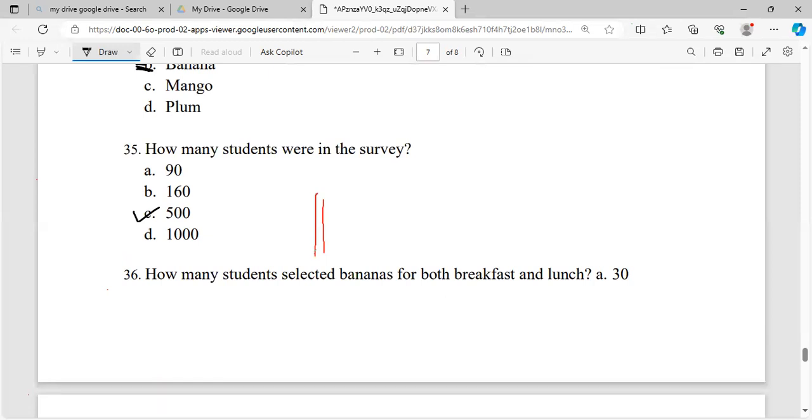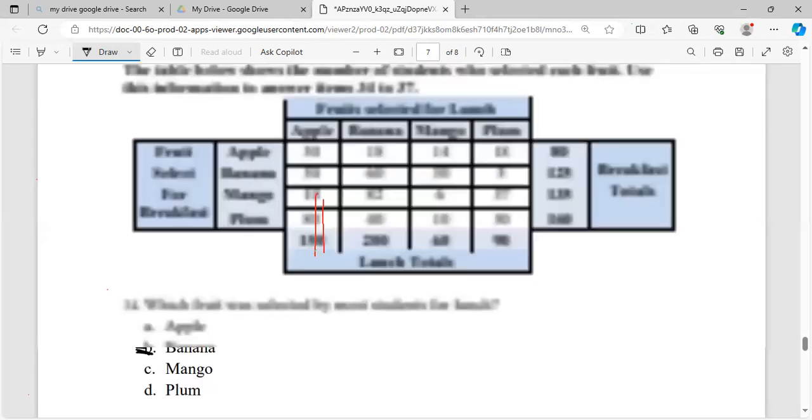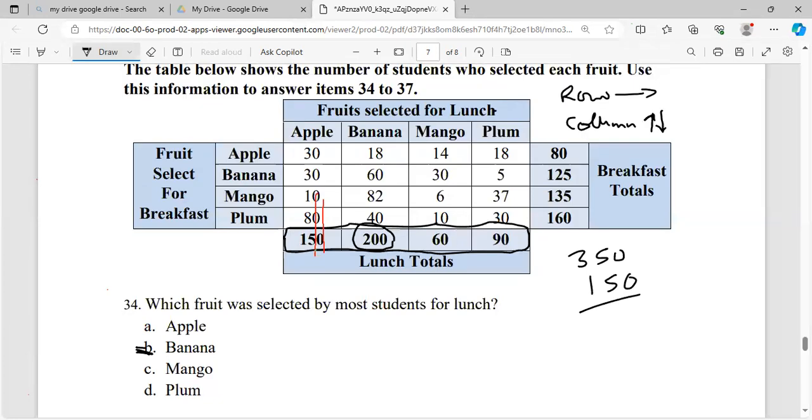Alright, this one says, how many students selected bananas for both breakfast and lunch? So let's go up to that. Banana for breakfast and lunch.